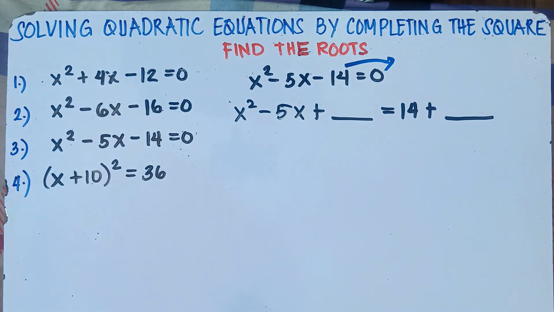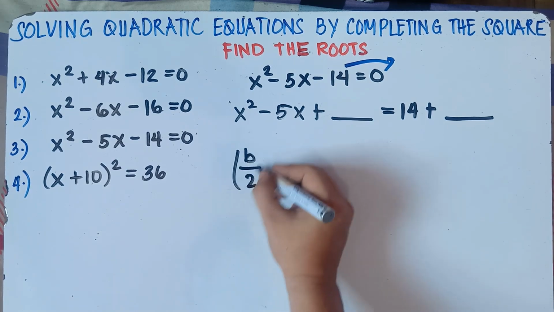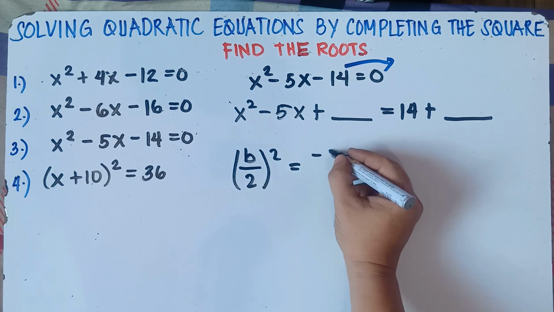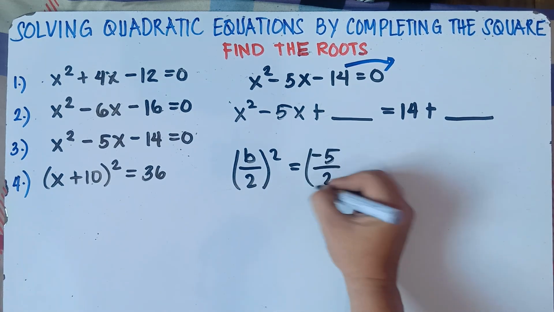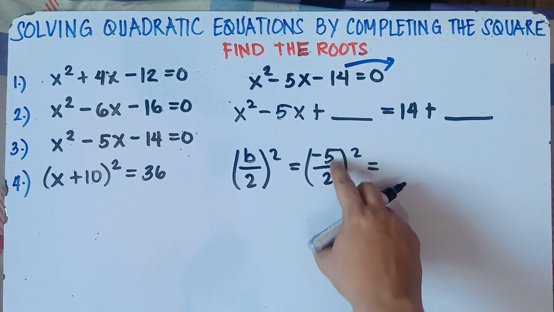Now, sir, what would be that number? Once again, the formula, that would be b over 2 quantity squared. So the value of b, class, that's negative 5. So negative 5 over 2, then squared. So negative 5 divided by 2. Can we divide negative 5 by 2? Nope. We cannot divide because we will get a decimal answer and we're not allowed, class, to have a decimal answer.